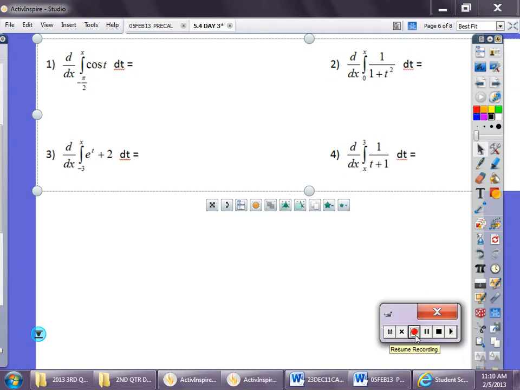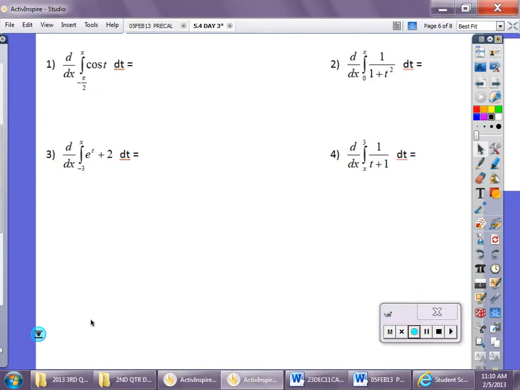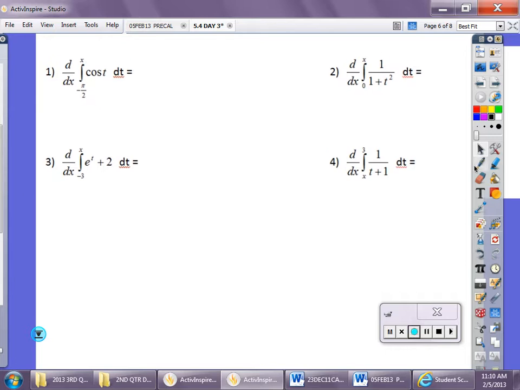Alright, so like I said, I wanted it to be done with the FTC1. So you're not finding an antiderivative, you're not doing f of b minus f of a, you're taking the physical x, see, and you're going to drop it into here. That's essentially what FTC does. Okay? So we get that this one is the cosine of x.